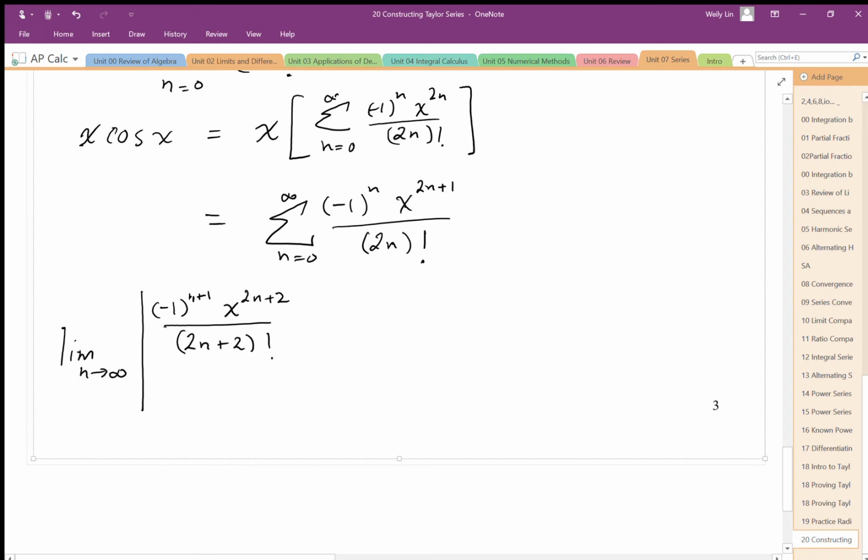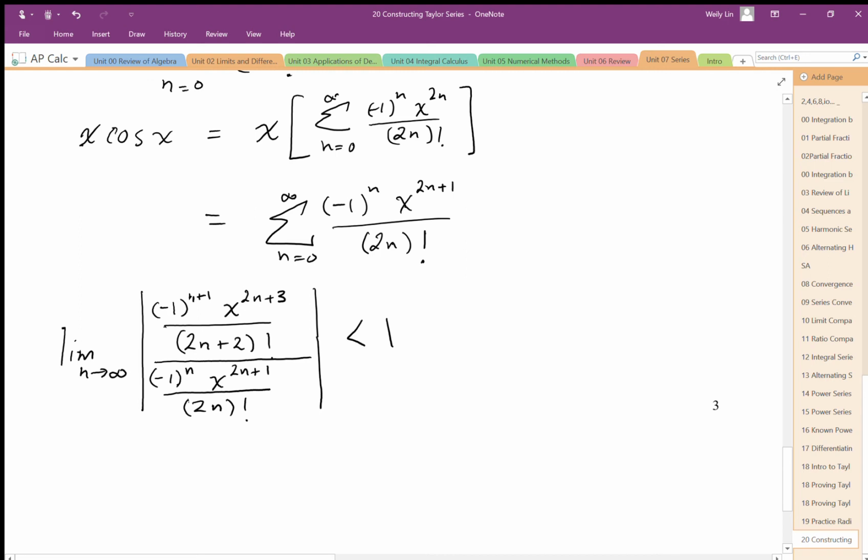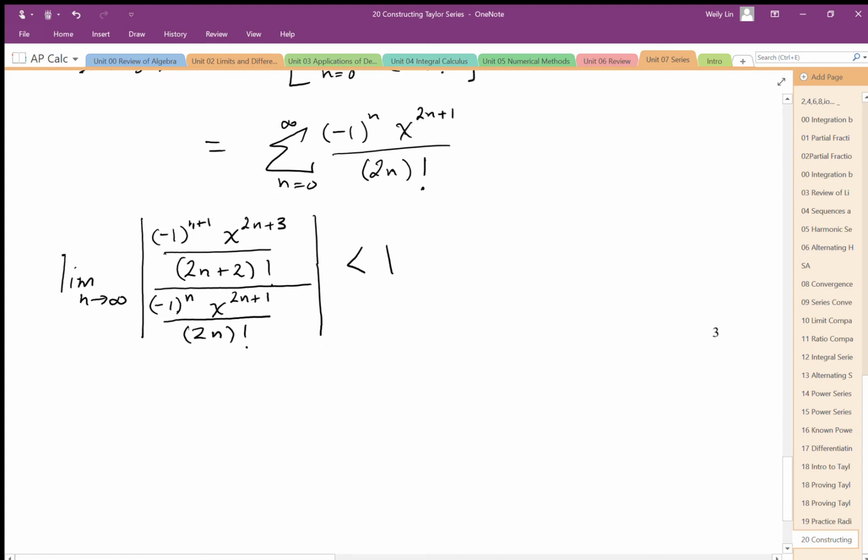And then I'm going to divide that by the previous term, the original term here, so I'm going to end up with -1 to the power n, x to the 2n plus 1. Sorry, this is going to be 2n plus 3, isn't it? Because when we substitute the n plus 1 into here, we get 2n plus 2 plus 1, so that's going to be plus 3. And on the denominator, we just get 2n factorial, and we want to know where this ratio is less than 1.